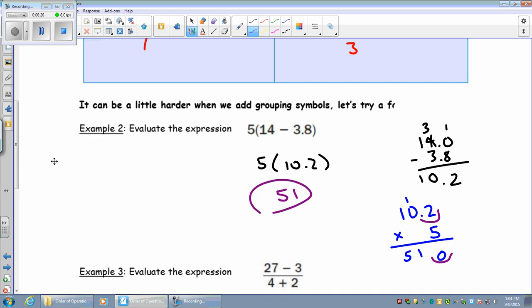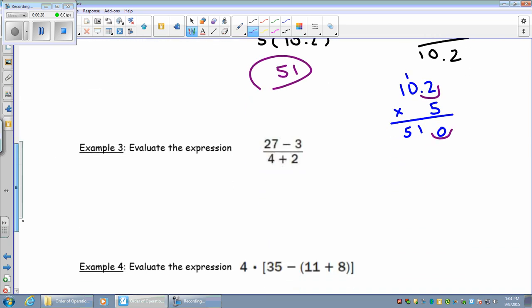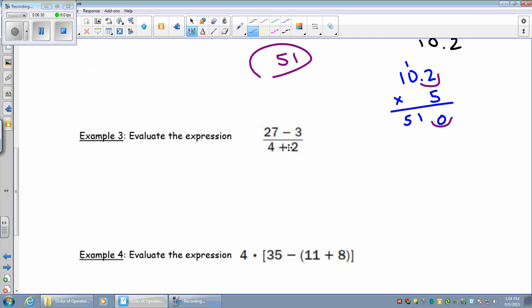Okay? Example 3 says evaluate this one. Here's a fraction bar. You're going to see a lot of this year, where this fraction bar basically says do this, and then divide. So let's do the top first. 27 minus 3. Hopefully everyone knows it's 24. And 4 plus 2 is just 6. So now it says 24 divided by 6, which is 4.